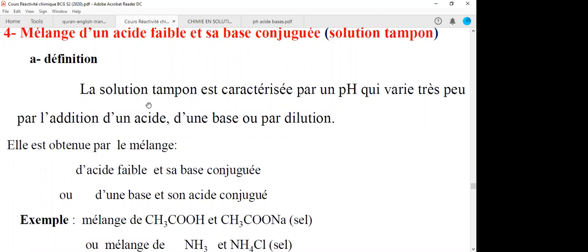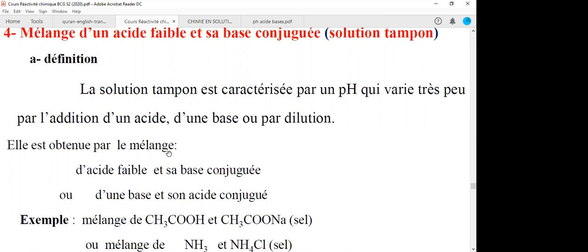So la solution tampon, définition: la solution tampon est caractérisée par un pH qui varie très peu par l'addition d'un acide, d'une base ou par dilution. So from the definition, a solution tampon is characterized by a pH which does not really change when you add an acid, a base, or water for dilution. The change is very small, such that it can be neglected and considered as no change.